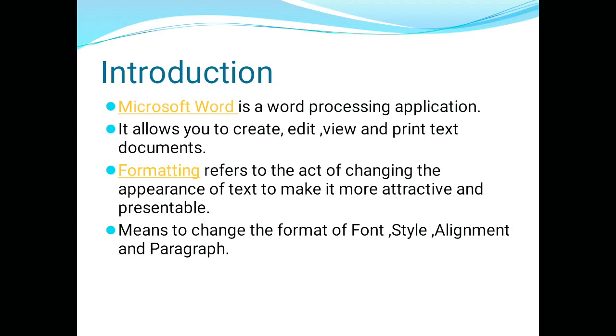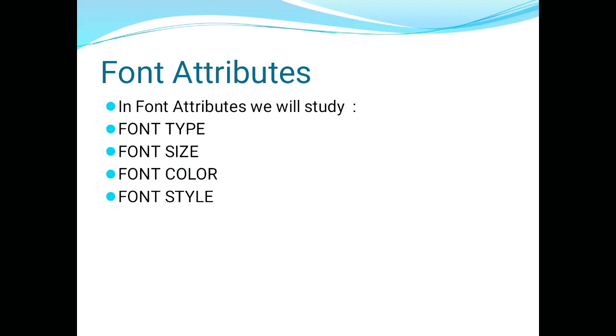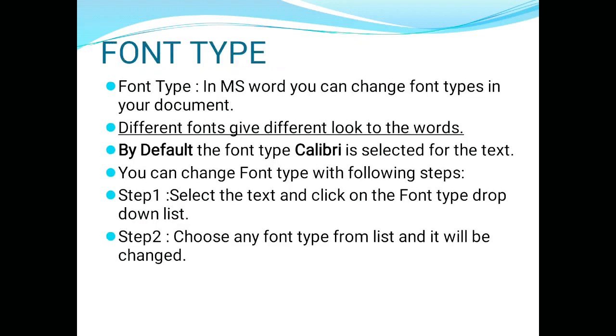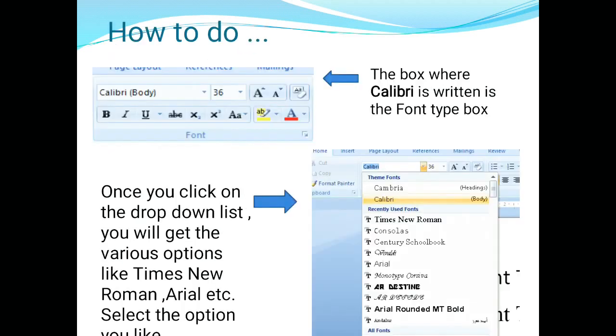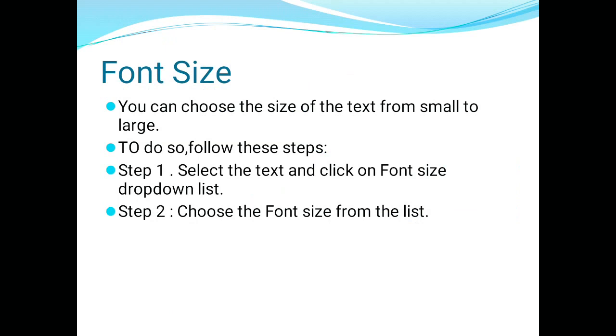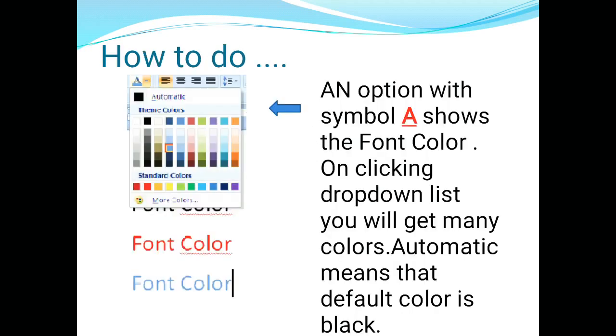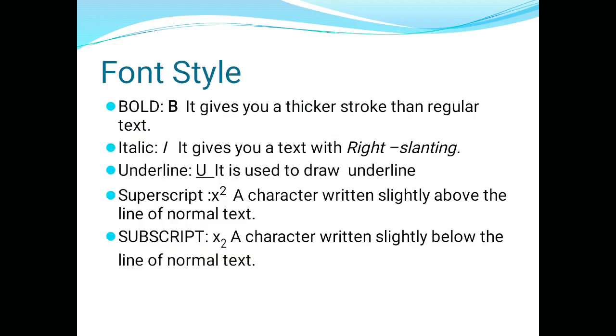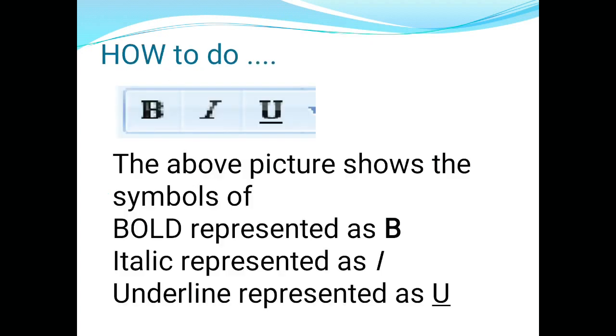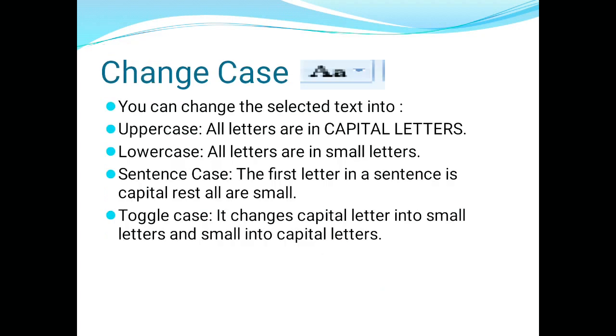So to do different options, we have font attributes. In font attributes, first comes font type, to change the type of writing, look of the writing. Second, size, to change the size of the writing. Third, color, to change the color. Fourth, style, to give a different style like bold, italic, underline, subscript and superscript. Then we did change case. In change case, we can change the selected text into different cases like uppercase, lowercase, sentence case and toggle case.